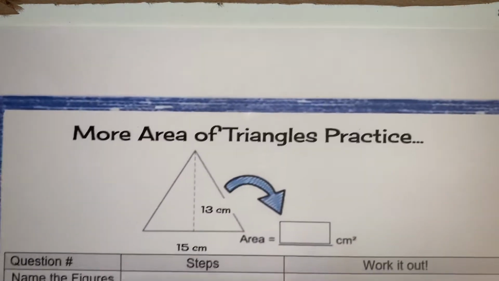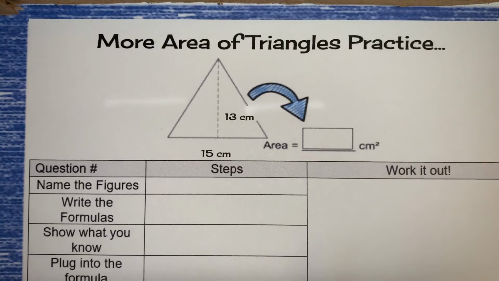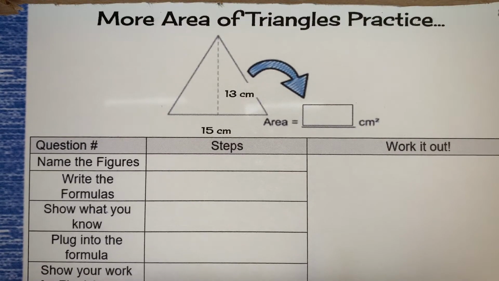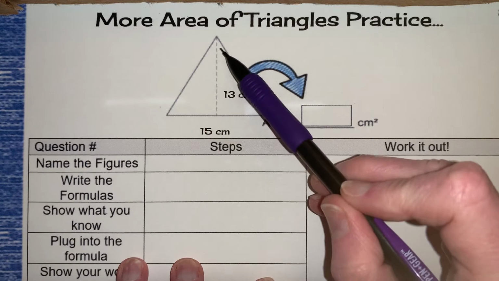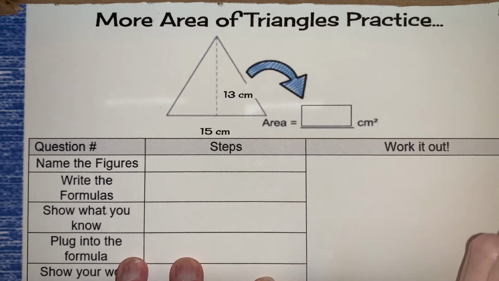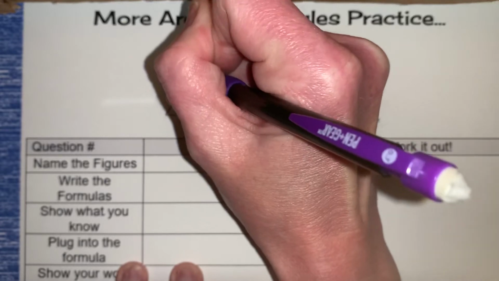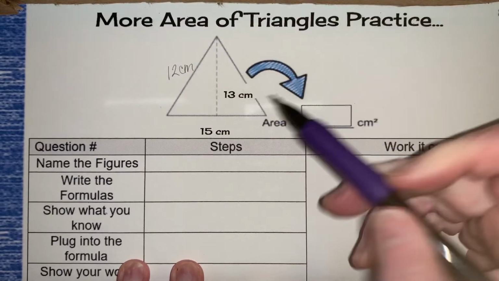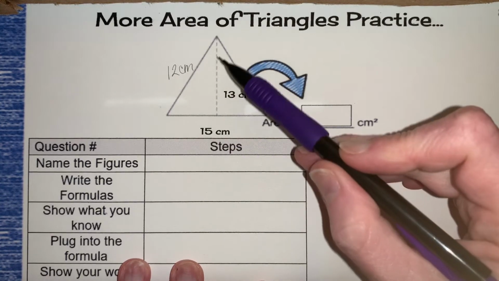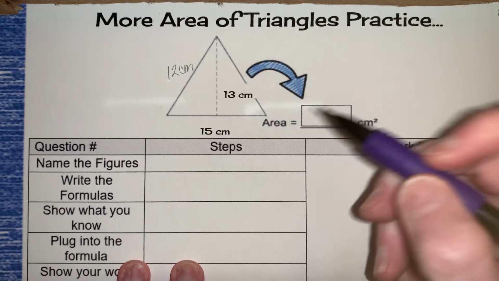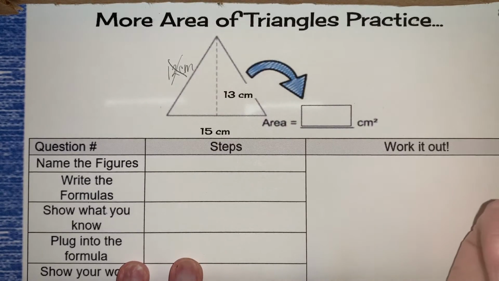Now let's do another triangle just to keep practicing. Okay, this triangle has the dimensions of 15 centimeters by 13 centimeters. Again, sometimes they may give you the length of the side, the slanted side of the triangle. So if we had 12 centimeters here, we don't need anything on the sides. You need the base, the bottom, and you need the height, which would be inside the triangle. So you don't need that 12.